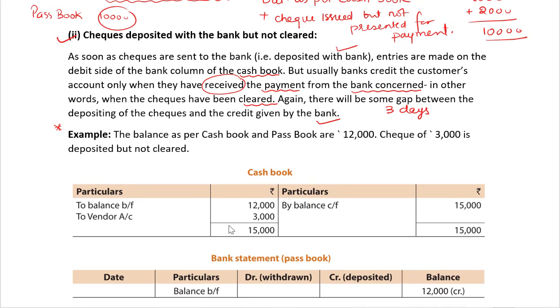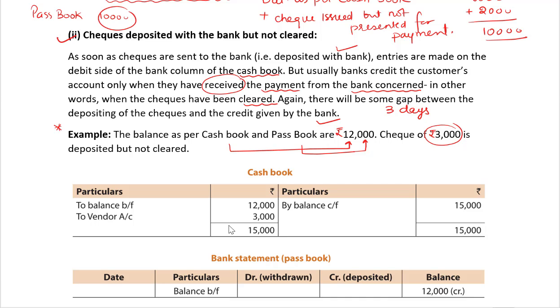See the example. The balance as per cash book and the balance as per passbook. The balance as per cash book is 12,000 rupees, and the passbook is also 12,000. A check of 3,000 is deposited but not cleared.